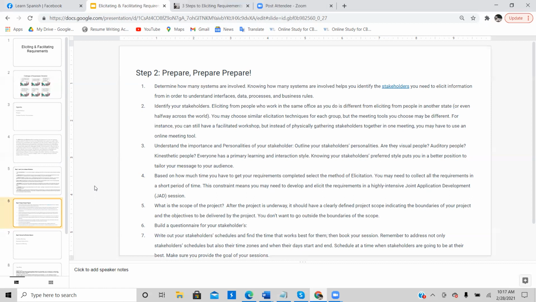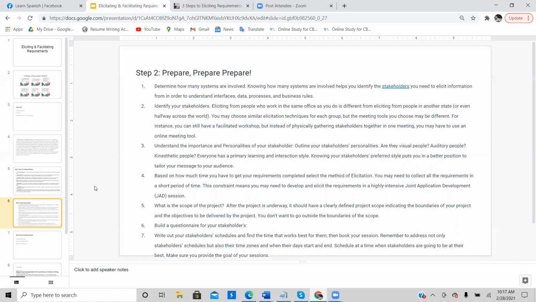Number four: based on how much time you have to get your requirements completed, select the method of elicitation. We went through that earlier, and in that case you would have already prepared. You would have identified what type of method to use. Number five: what is the scope of the project?